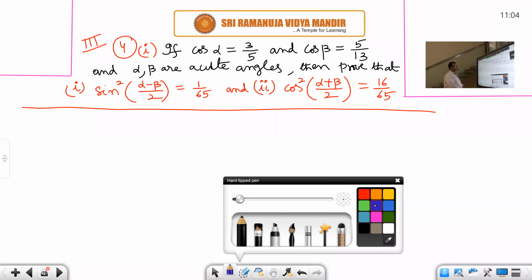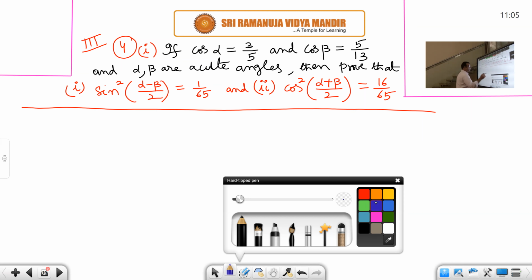Cos alpha, cos beta values are given. Then, alpha and beta are acute angles, so we can find sin alpha, sin beta also, because sin alpha, sin beta are also positive since they are acute angles. So we can find cos alpha plus beta, cos alpha minus beta also.